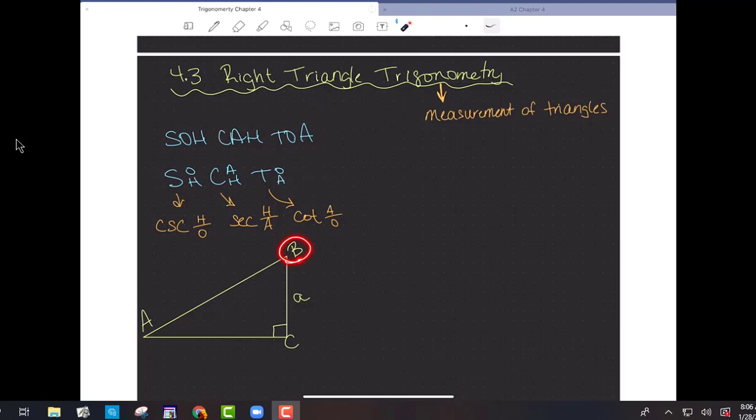And angle B is going to change the side across from it, so that's going to be my little b, right?